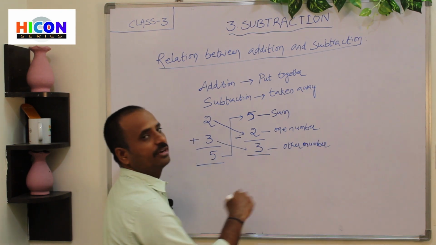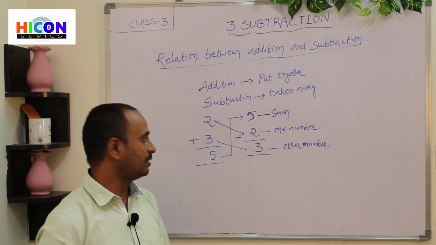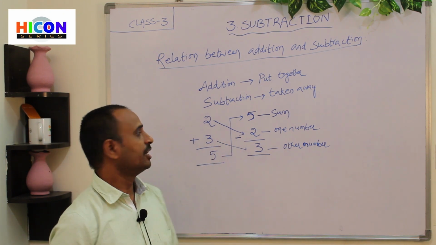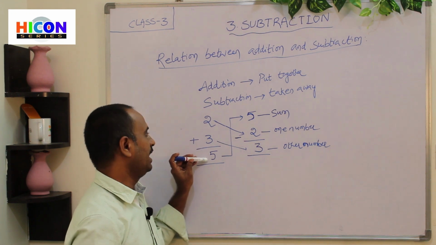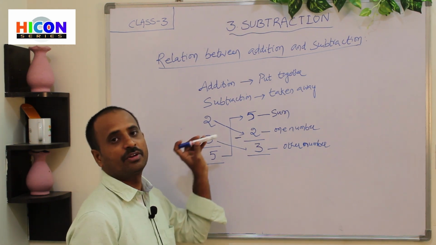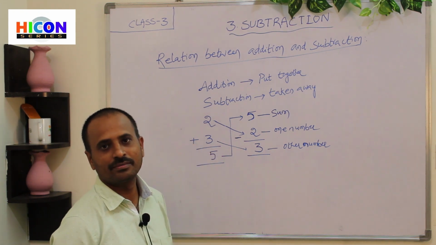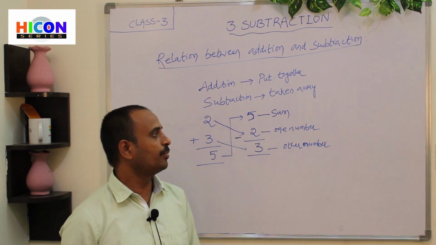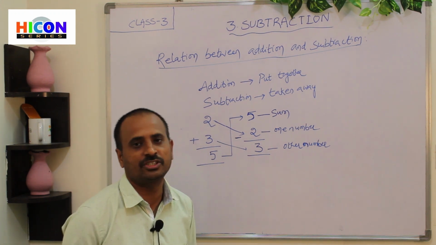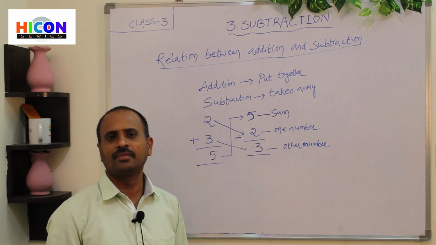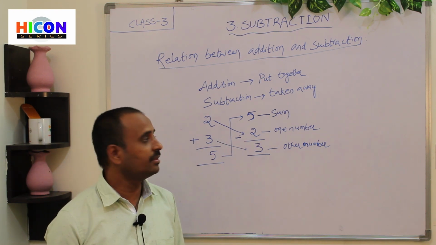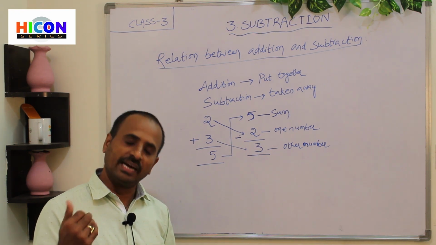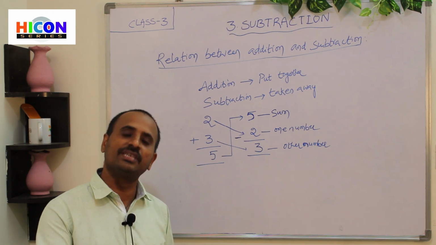So this is the relation between addition and subtraction. That means both addition and subtraction are opposite to each other. If you add two numbers, we will get the sum. And if you subtract any number from the sum, again we will get the other number. In this way, we can check the subtraction also. By using this property, we can check whether our answer is correct or not. We can check our subtraction by using addition, and we can check our addition by using subtraction.